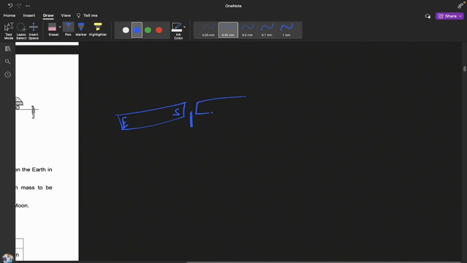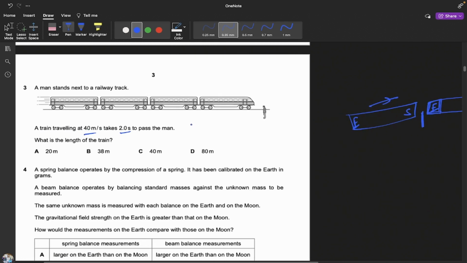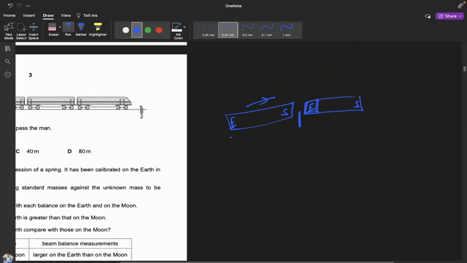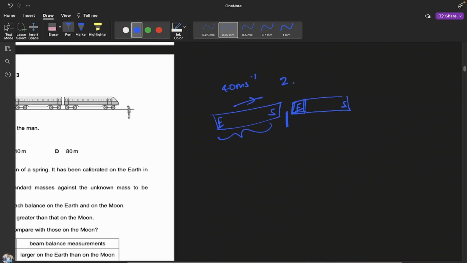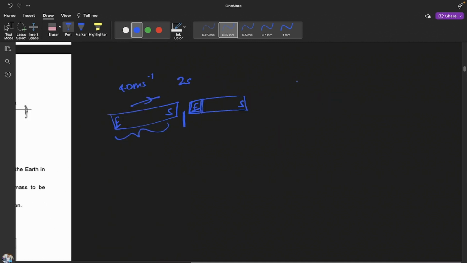So you don't have to think much. If the end comes here, the train has passed him. The train is moving in this direction. So the start passes him, then once the end passes that person, the train has passed the person. So that is easy, right? We don't know the length of the train, but we know it's moving at 40 meters per second and takes 2 seconds to pass the person.